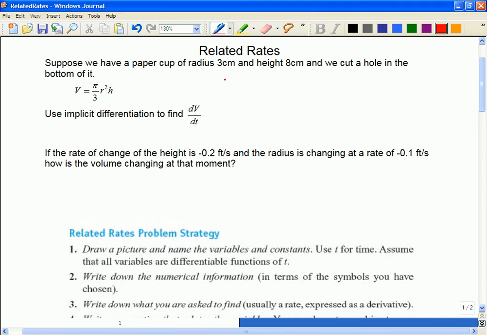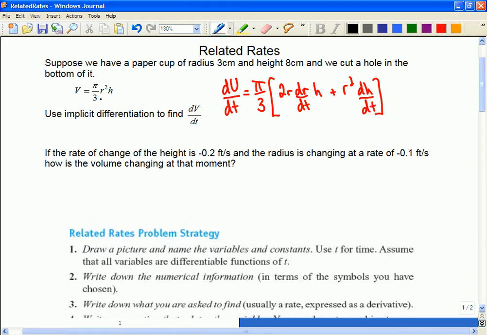Implicitly then we have dV/dt will be pi over 3, and we have to do it with the product rule. So that'll be 2r times the derivative of r with respect to time, times h, plus r squared times dh/dt. So there's the derivative of r squared with respect to time, and that's the derivative of h with respect to time.